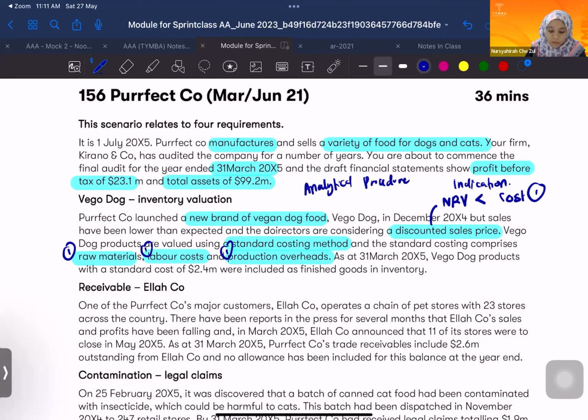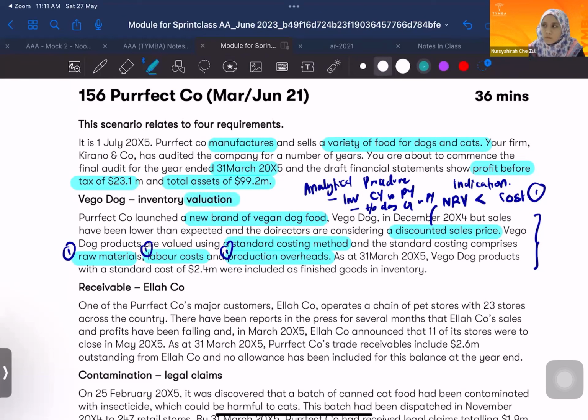You can compare total inventory, since there's no information given here. Inventory for the current year against prior year. On top of that, you can also compare turnover days, turnover days for current year against prior year. Now, these two actually meet the valuation assertion.